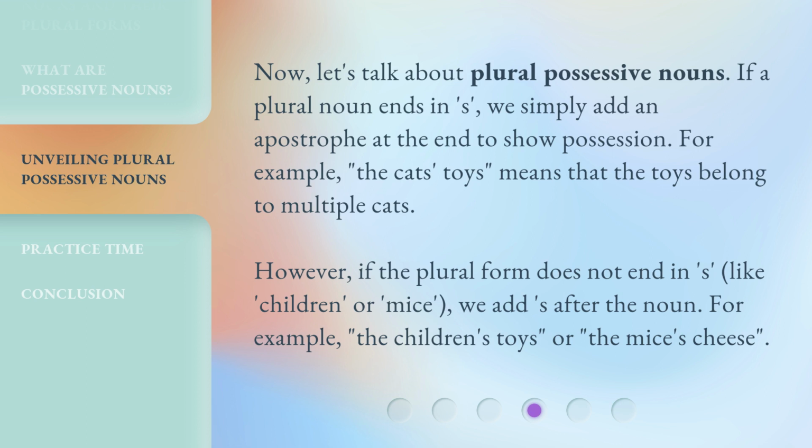However, if the plural form does not end in s, like children or mice, we add 's after the noun. For example, the children's toys or the mice's cheese.